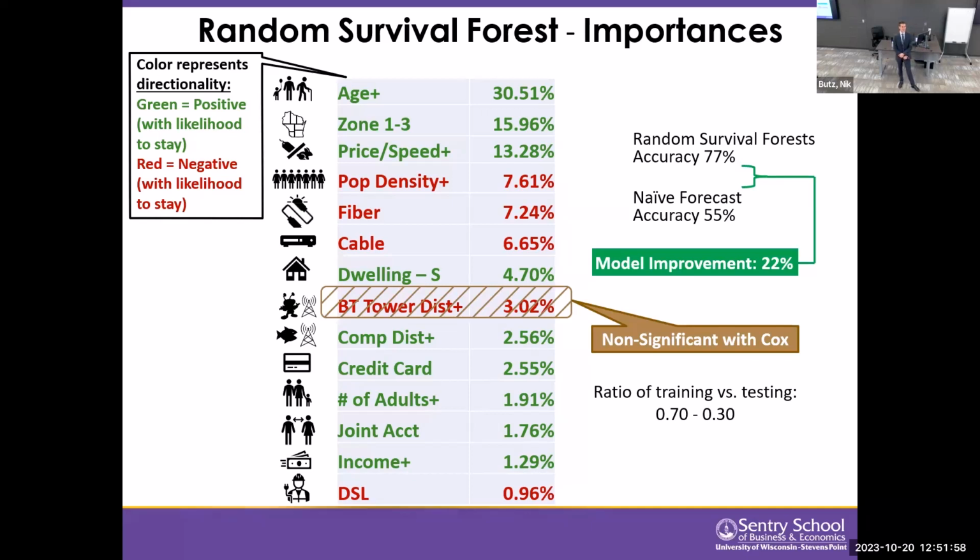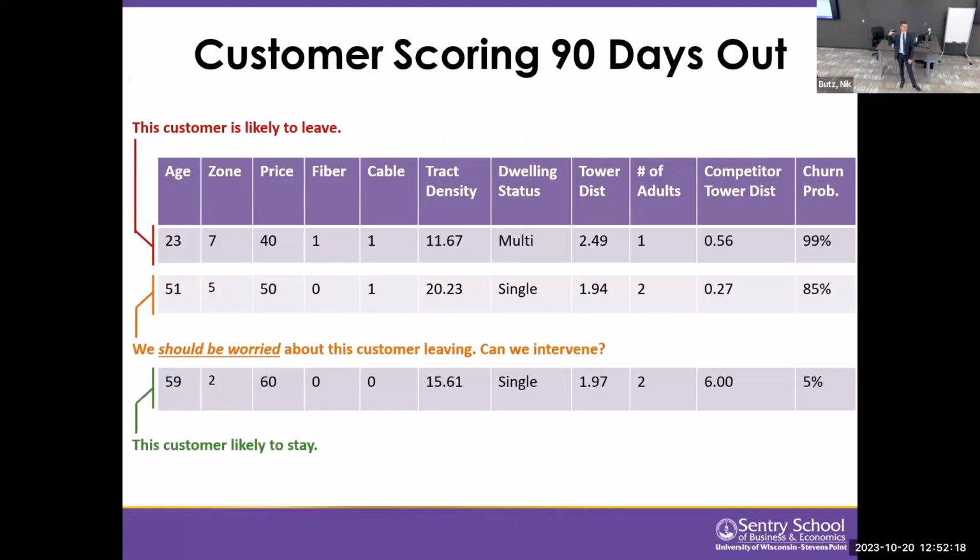So you'll see a lot of similarity between results here with what we saw on the Cox proportional hazard, which again is a good thing. We have the BT tower distance shown here with strike throughs to remind you that that was non-significant in the other model, but also not, I don't think, a deal breaker, as they say.